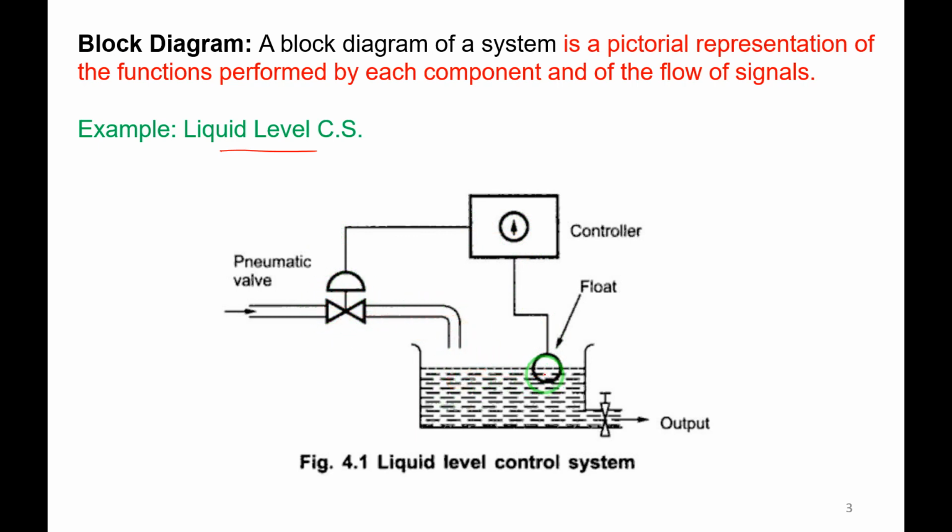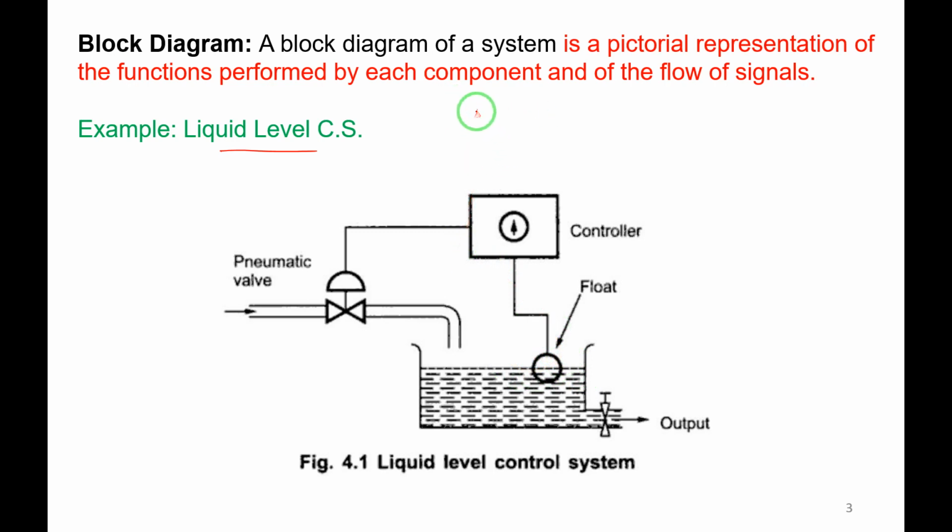If the water level goes down, meaning if the drain or the output is open, the water level will decrease. If the level of liquid in the tank is reduced, then in order to maintain the desired level in the tank, the controller will open the pneumatic valve, the inlet valve, where the water will flow into the tank and it will achieve the desired level, right?